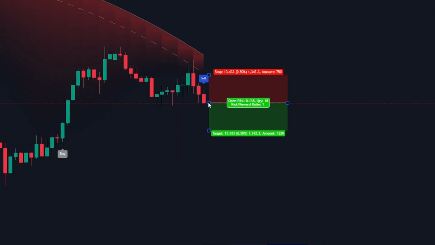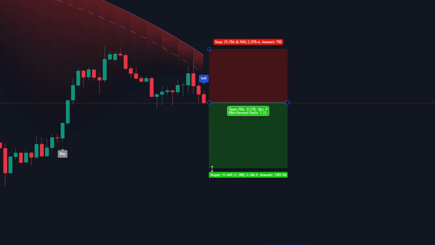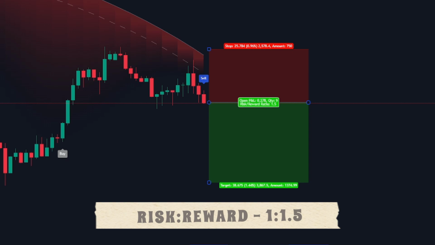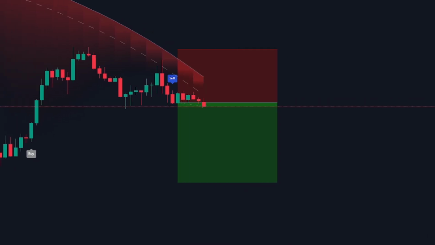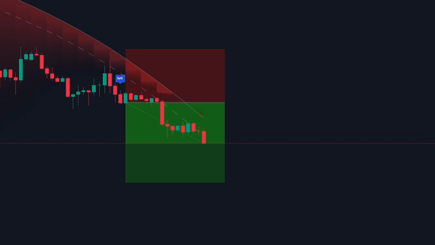Step 1. Placing stop loss and take profit. For the stop loss, place it above the most recent swing high. Then target a 1.15 risk-reward ratio for the take profit. Here's what happened next. And as you can see, this trade turned out to be profitable too.